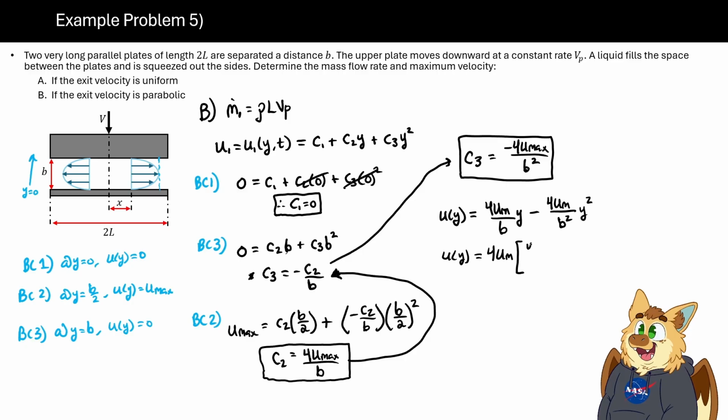This would be equal to Y over B minus (Y over B) quantity squared, just like that. And that's our velocity profile there. So after this, let's go to the next page and kind of refresh everything.